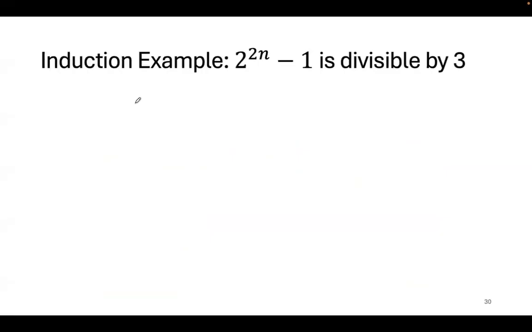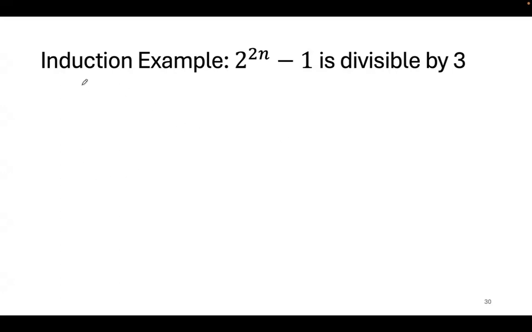Okay, I don't have any words for this, so we're just drawing it. I would like to prove that 2 to the power of 2n, minus 1, is divisible by 3. That's what I'd like to show.